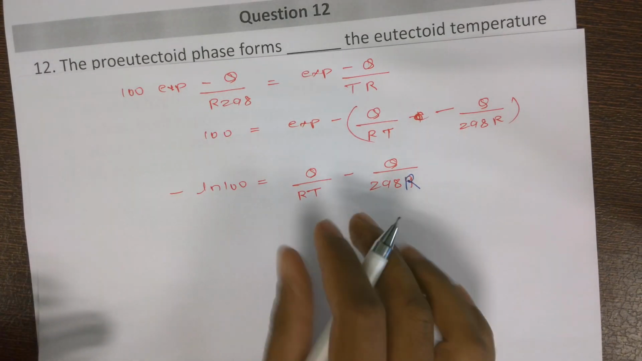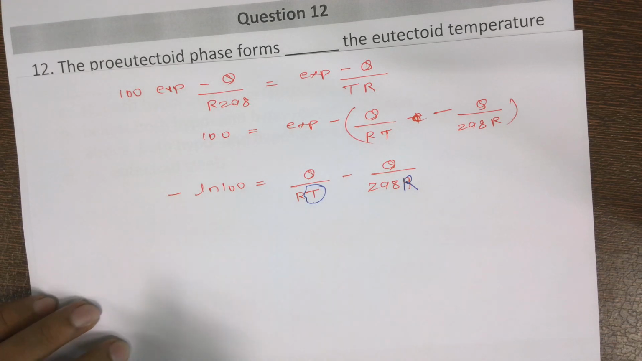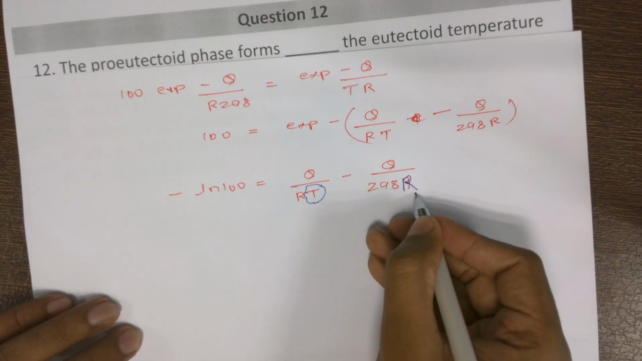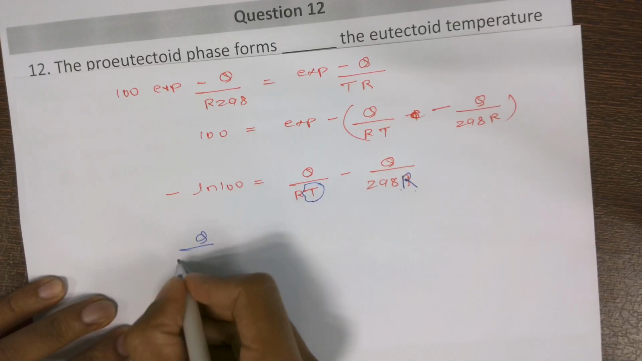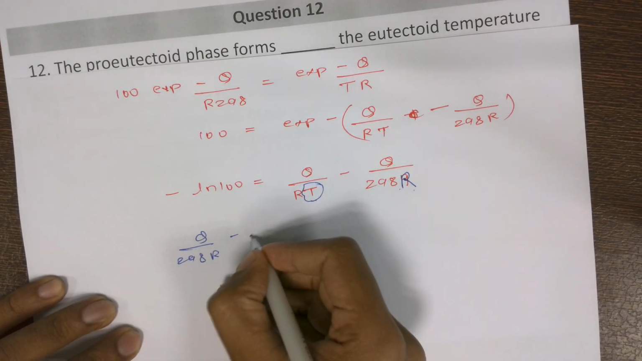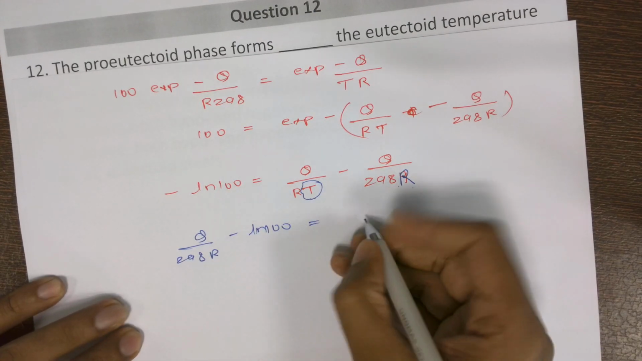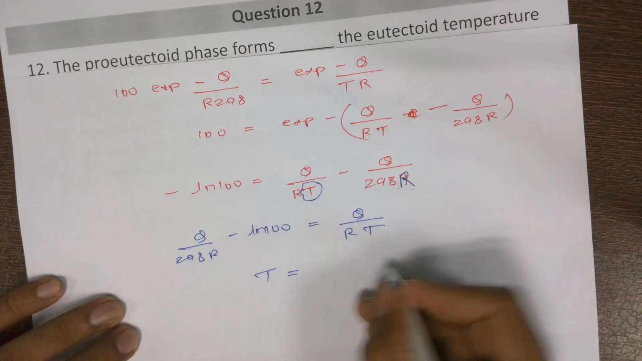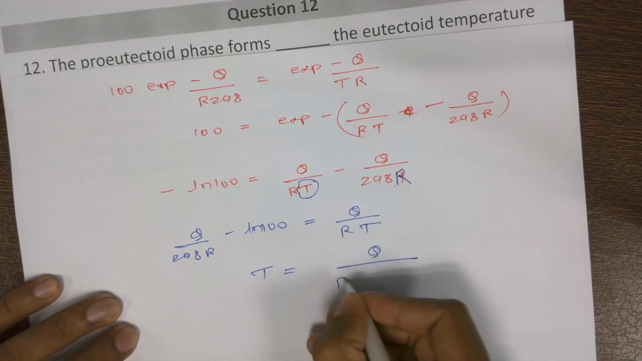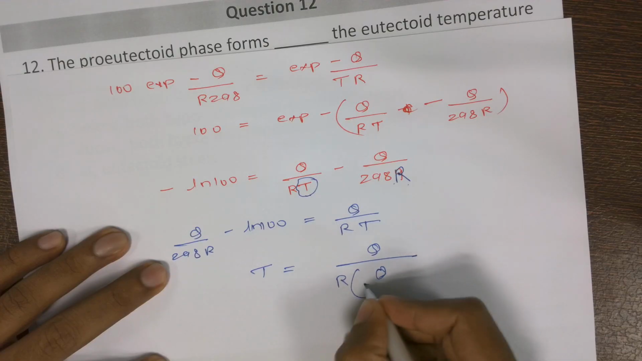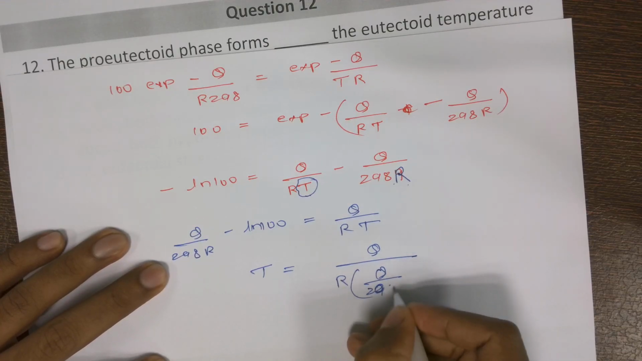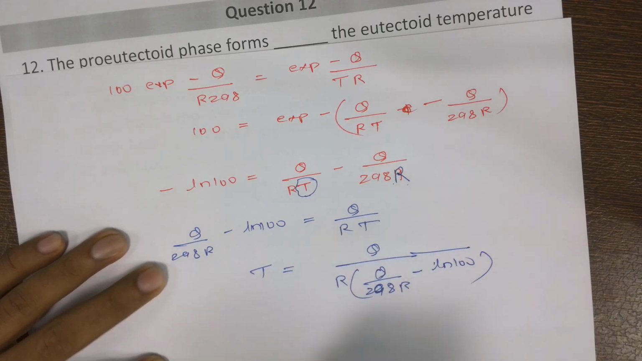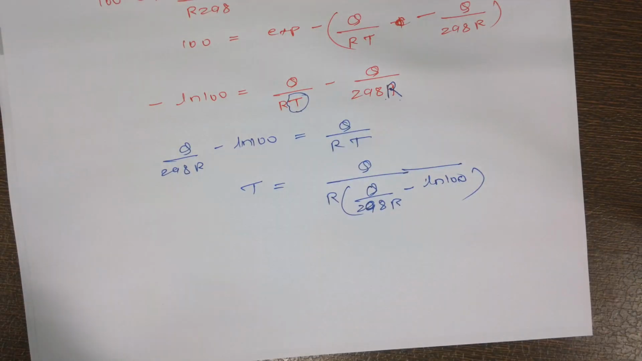Okay, now what I have to find is the value of T. I will isolate this particular T and move everything to the other side. Q upon 298 R minus ln 100 will be equal to Q upon R times T. So T will be equal to Q divided by R times, Q upon 298 R minus ln 100. Now this is the equation which we have to solve.